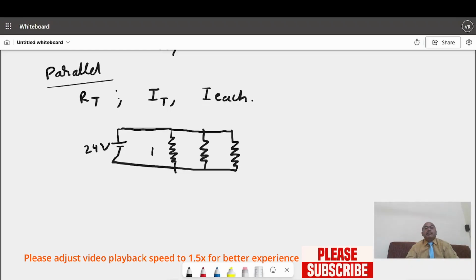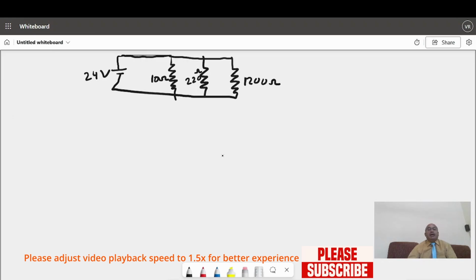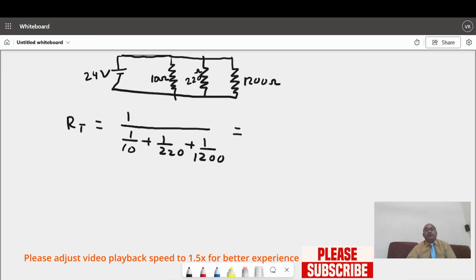This is 10 ohm. R2 is equal to 220 ohm. And R3 is equal to 1200 ohm. First of all, you have to calculate RT according to our formula: 1 by 10 plus 1 by 220 plus 1 by 1200. It will give the total resistance. After calculation you will get 9.49 ohms. This is the first answer.